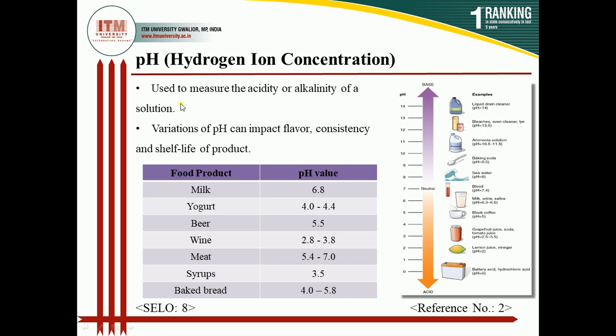So basically in pH, as we all know, 0 to 14 is the range, in which 7 is the neutral one, where the products are neither acidic nor basic. Below 7, meaning 0 to 7, comes under the acidic environment, and 7 to 14 solutions are considered alkaline or the basic environment. So pH plays a very important role. It will impact the flavor, consistency and shelf life of the products.